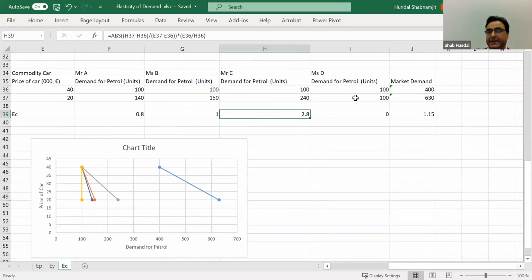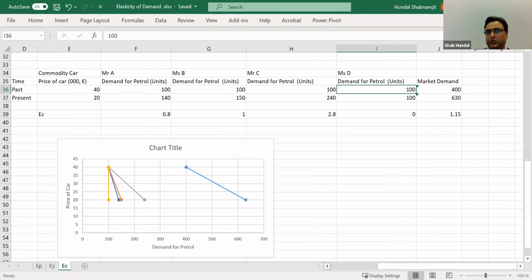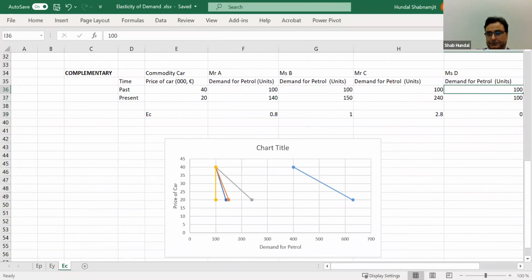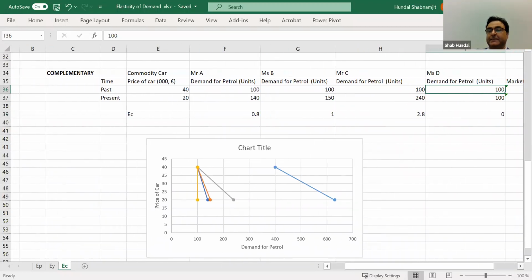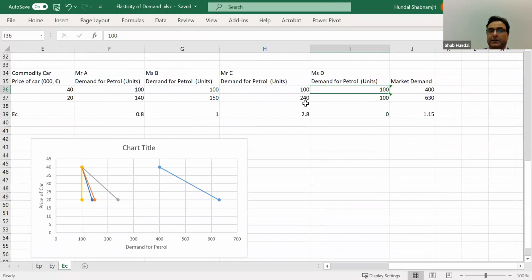And then Miss B has no reaction. Maybe her consumption patterns are very fixed, very rigid, and no change in the lifestyle. But Mr. C makes a big change in his lifestyle, more than proportionately. Miss B is equally proportionately. Mr. A, not too much, but not too less either. So it also shows the behavioral aspect of different consumers.